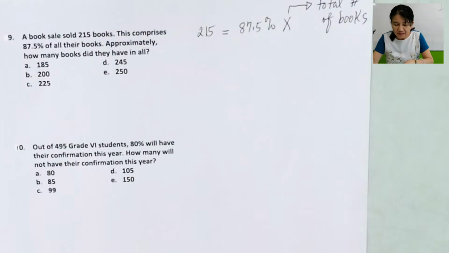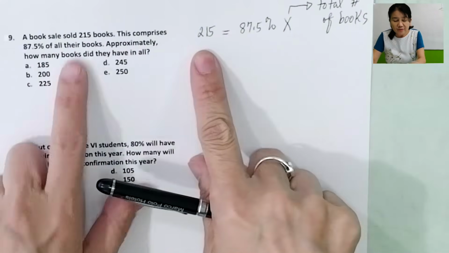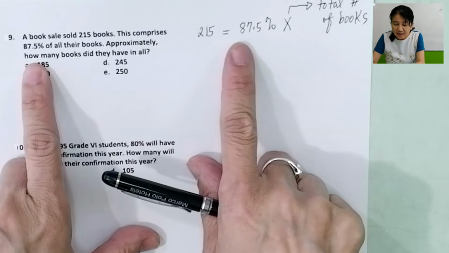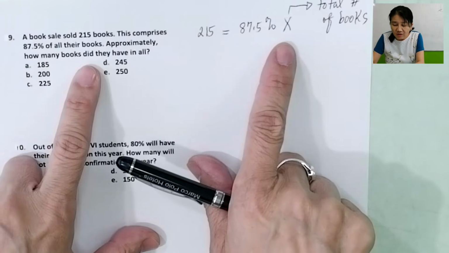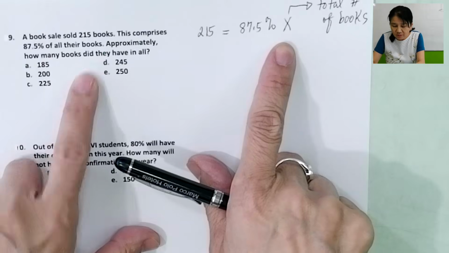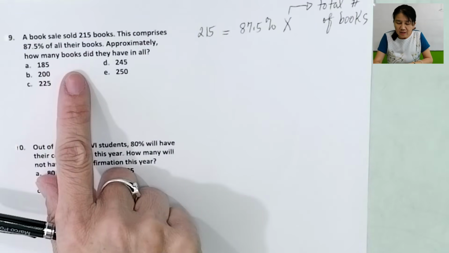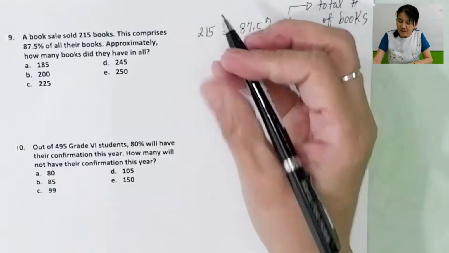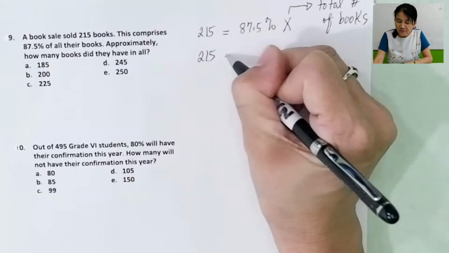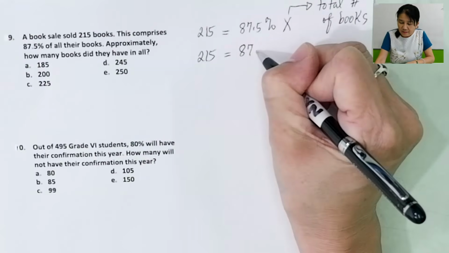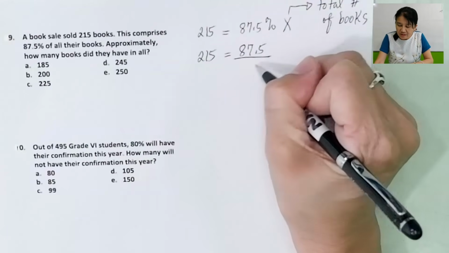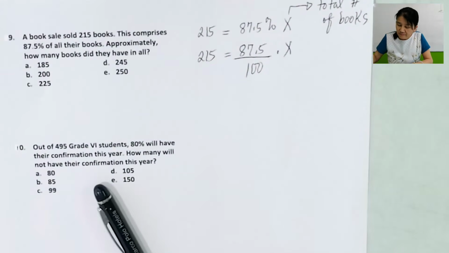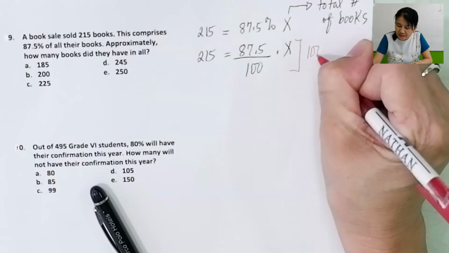Let me repeat that to make it clear. The 215 books sold is 87.5% of all their books. Approximately how many books did they have in all? So, if this is the case, all you have to do is this: 215 equals 87.5 per 100 times x. Then, multiply 100 to both sides.